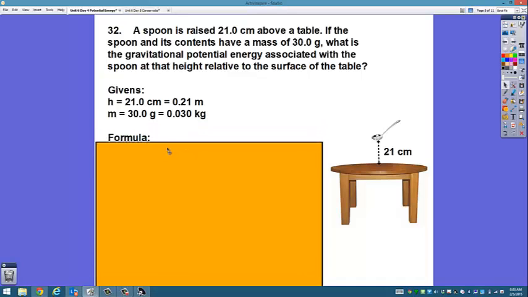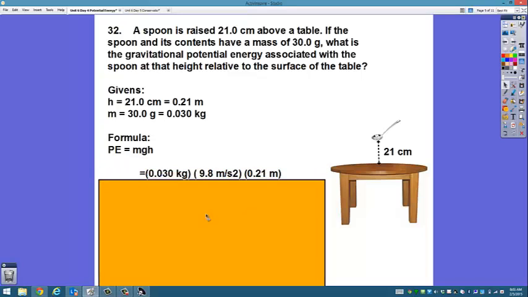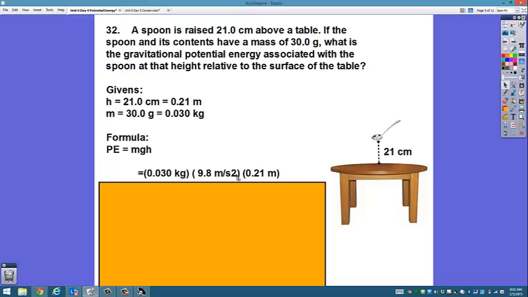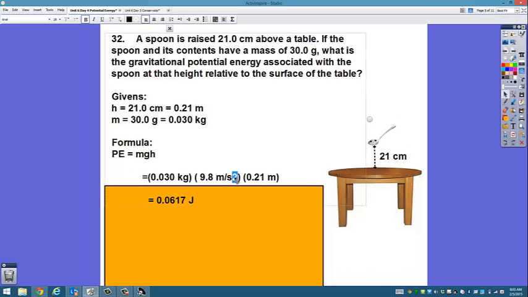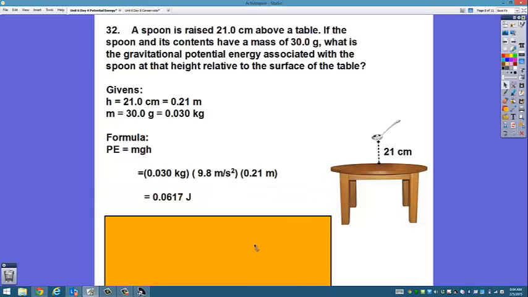The unknown in our case is going to be this gravitational potential energy, or GPE. So we're going to use that new formula from today. GPE, or PE, equals mgh. We do not have to manipulate the equation since it's already solved for potential energy, so plug it in and solve. Remember, g is 9.8 meters per second squared, and use those converted values that you got. Okay, once you do the math, multiply it all together in your calculator, you should get 0.0617 joules.